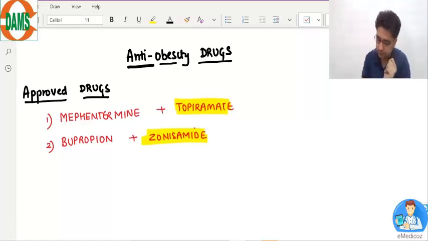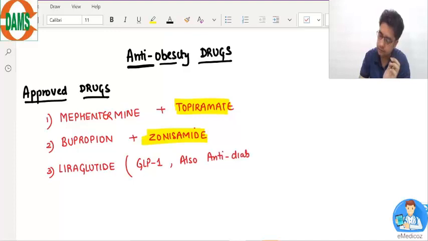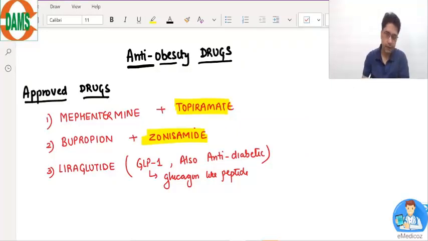Next point you will write liraglutide. Liraglutide is a GLP-1 analog. What is GLP-1? For a moment we will not go into detail. Just remember, it is also an anti-diabetic drug. GLP, you can write glucagon-like peptide. It is also used in diabetes mellitus. Yes, you're absolutely right. It's a type of incretin.